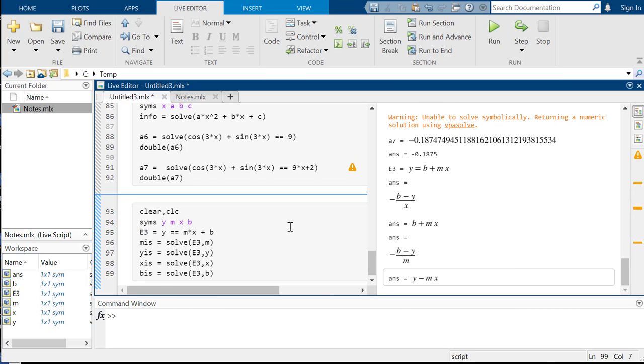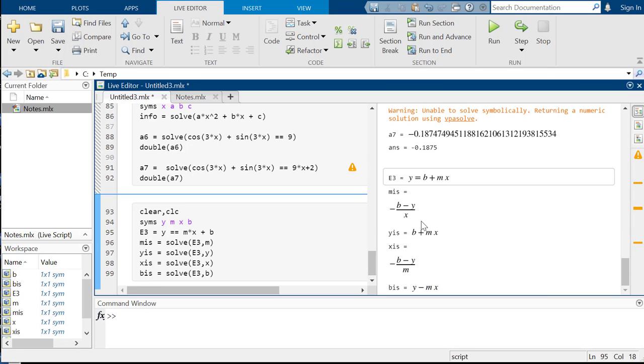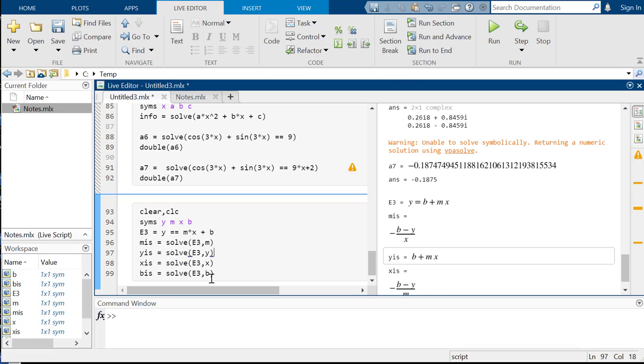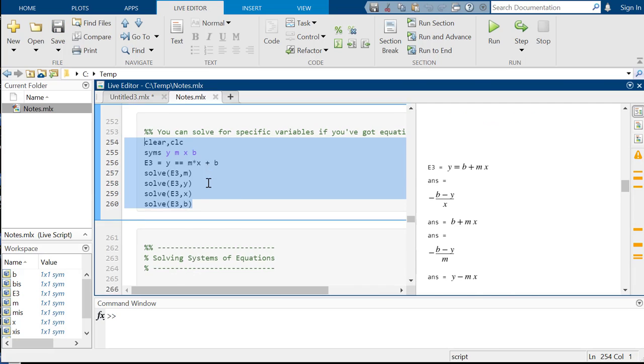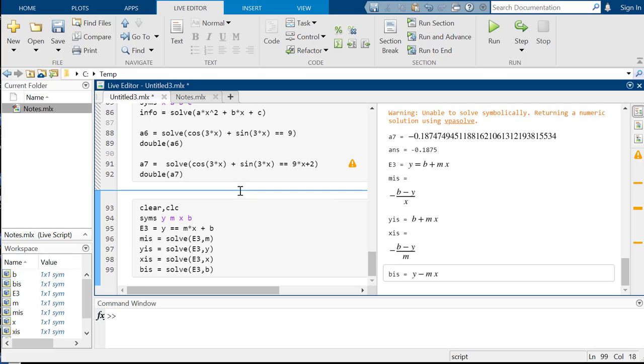So again, I don't even really have to run this. I'm just doing it out of muscle memory. But it's solving for m, y. See, y equals mx plus b, x, and b. So y minus mx. So you can actually solve for the individual variables within a function by just asking for it. So solve for m, solve for x, solve for y, solve for b. Let's see. You can also solve systems of equations.